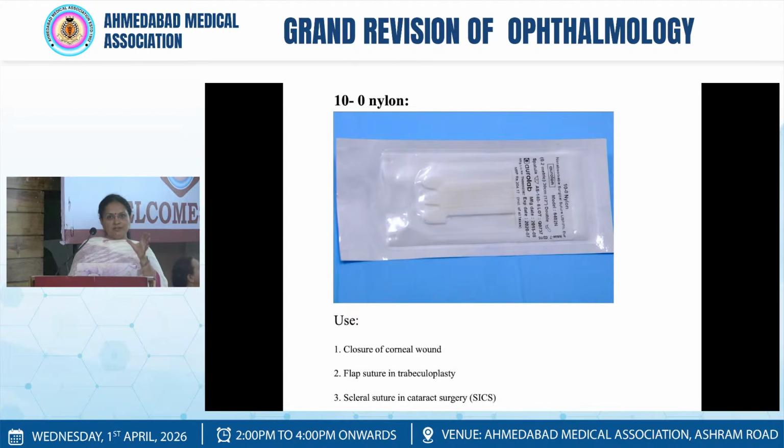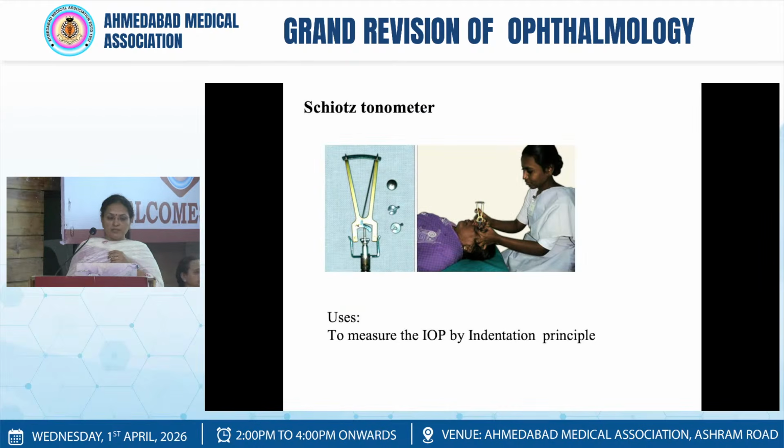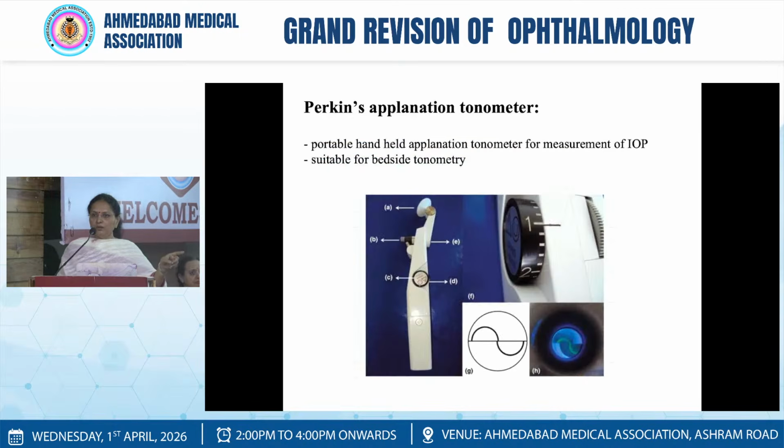10-0 nylon is mainly used in our part, that is, you have to close the tunnel in cases of leaking. You have to use it for flap suturing in cases of trabeculectomy, or 10-0 and 11-0 used in keratoplasty. And there are different types of tonometer which work on different principles, like Schiotz tonometer, indentation. Now we are not using this tonometer, but I have the Schiotz and Perkins both. Perkins is based on the principle of applanation tonometry.